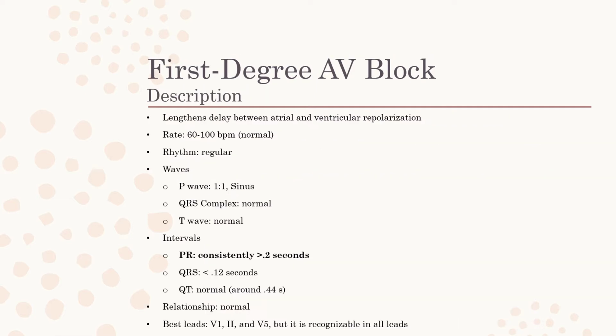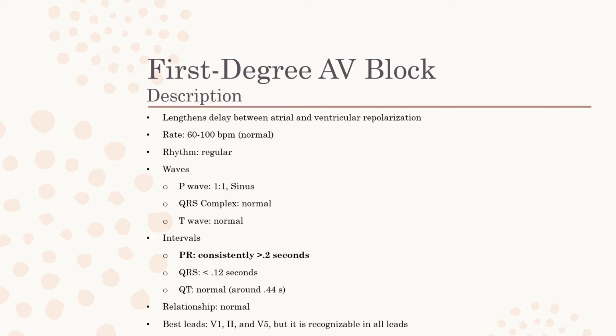So the description of a first-degree AV block, it lengthens the delay between the atrial and ventricular repolarization. Typically, you're going to have a rate of 60 to 100. The rhythm is going to be regular. Everything is normal, like a normal sinus rhythm, essentially. You've got P waves that are 1-to-1, they're sinus. You've got a normal QRS complex and T wave. However, the difference is your PR interval is consistently greater than 0.2 seconds. Your QRS and your QT intervals are normal. The relationship between your P waves and the QRSs are normal.